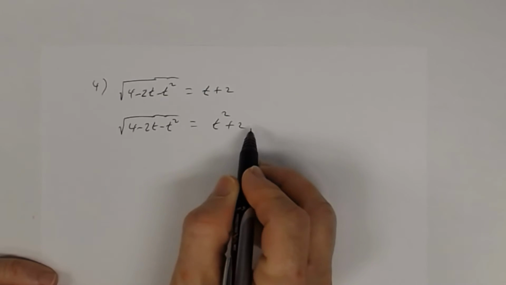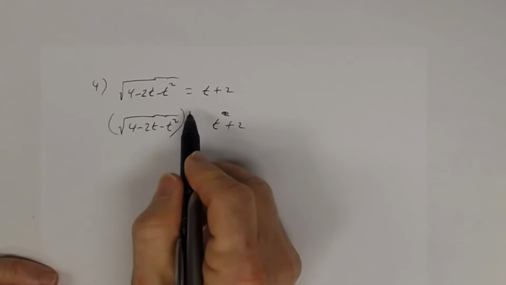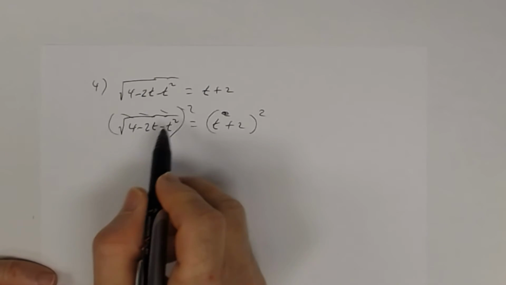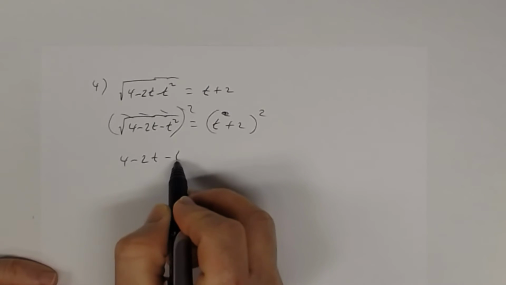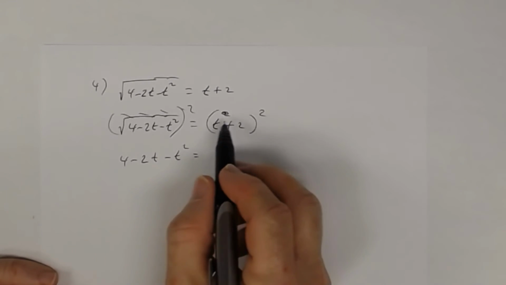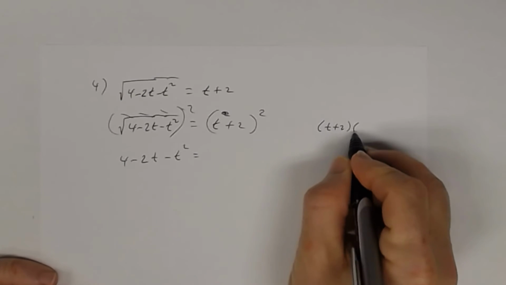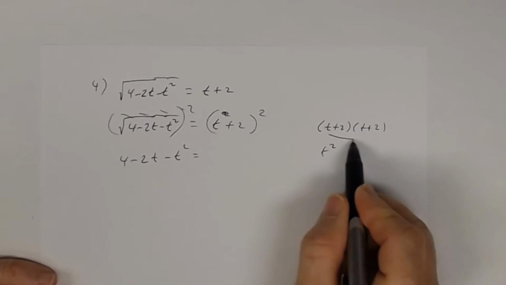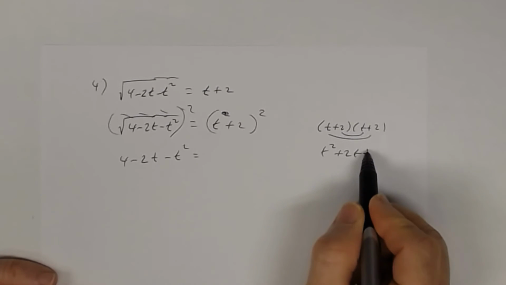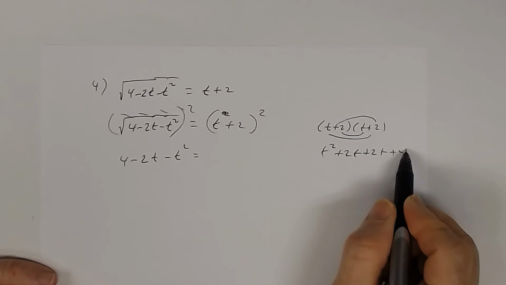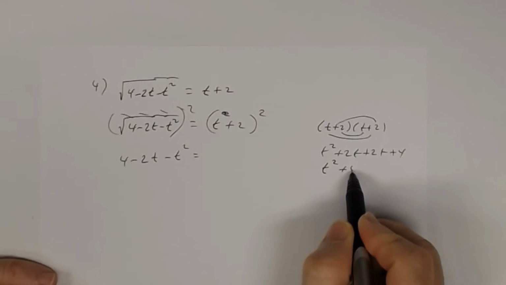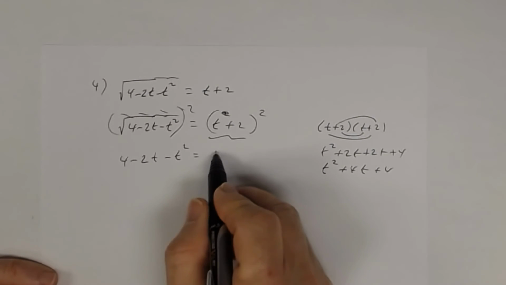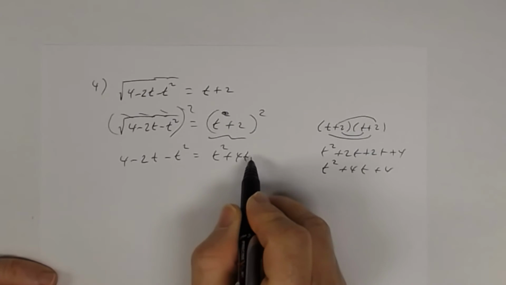Notice what happens. We go ahead and square both sides. When I square both sides, the square and the square root undo each other. So I get 4 minus 2t minus t squared equal, now let's talk about this right here, t plus 2 times itself. So let's FOIL this out. t times t is t squared. The outer is 2t. The inner is 2t. And the last, 2 times 2 is 4. Combining like terms, 2t plus 2t is 4t, so I get t squared plus 4t plus 4.